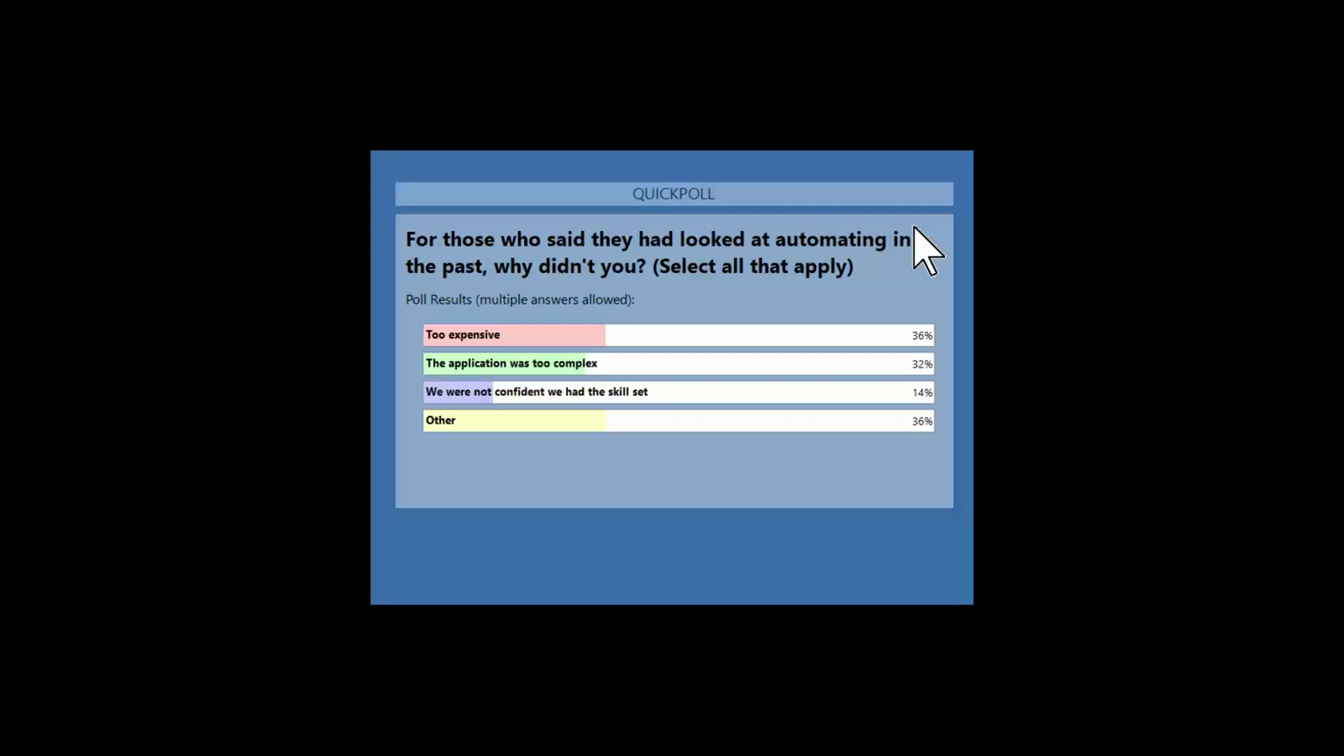All right, Patrick, I'm sharing the results, so I'll just read them. We've got 36% of people said it was too expensive when they looked at automating. 32% of people said the application was too complex. 14% said we were not confident we had the skill set, and 36% of people had other reasons.